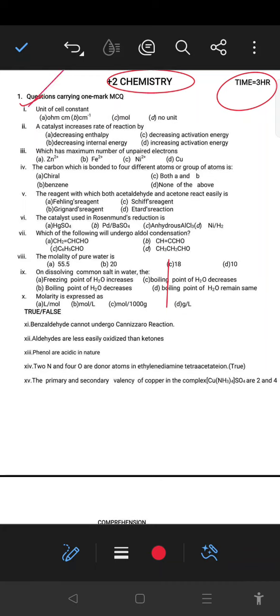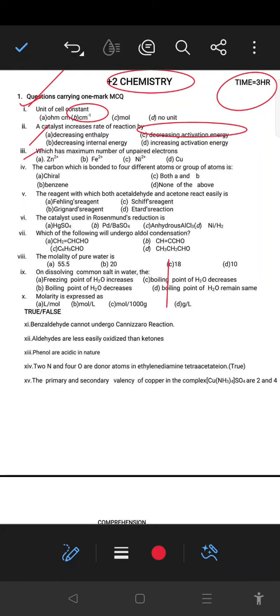So first question, that is the units of cell constant. So right answer, that is centimeter inverse. This question is repeated many times. A catalyst increases the rate of reaction by decreasing activation energy, increasing. So right answer, that is C option, decreasing the activation energy.